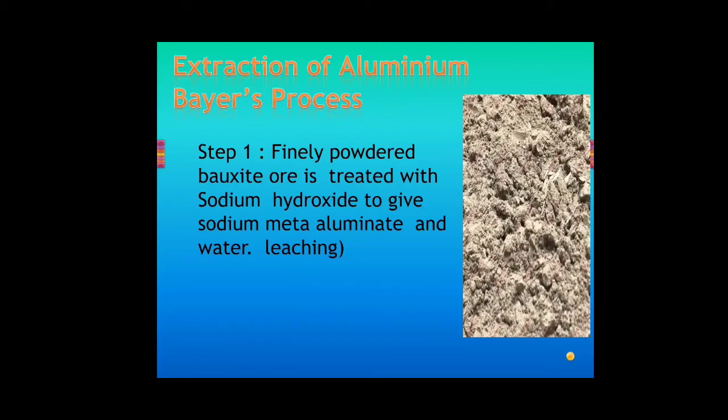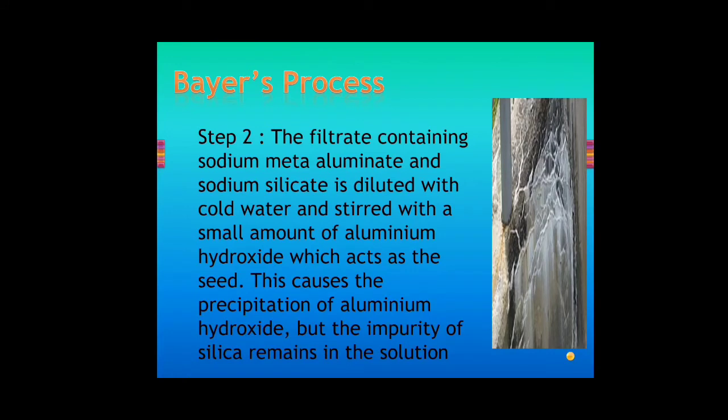So what we discussed in the leaching process: a powder or a compound will be converted into a soluble salt to remove the insoluble impurities. The next step is the filtrate containing sodium metaaluminate and sodium silicate is diluted with cold water and stirred with a small amount of aluminium hydroxide, which acts as the seed. This causes precipitation of aluminium hydroxide, but the impurity of silica remains in the solution.